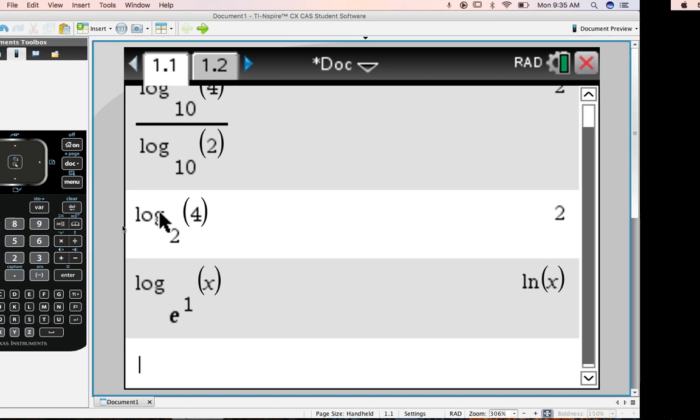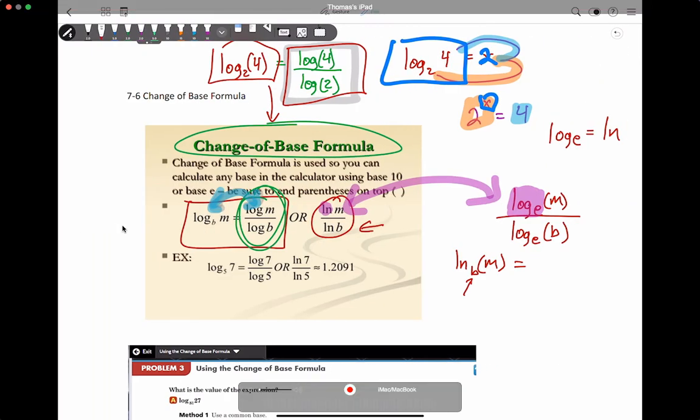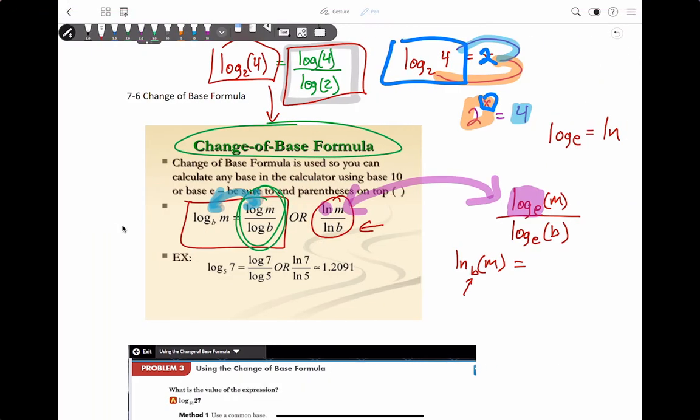So going back here, that's why we have natural log of m over natural log of b, which is also equivalent to this original piece here. These two are variations of what you would see in your new calculators as of right now. So you need to know both of these. And notice the example that we have: log base 5 of 7 is log of 7 over log of 5, or natural log of 7 over natural log of 5. Either one is going to work.